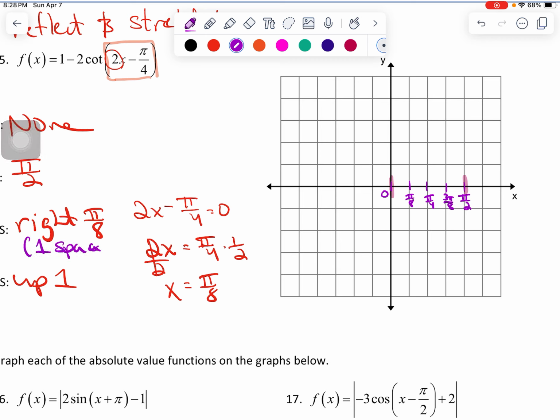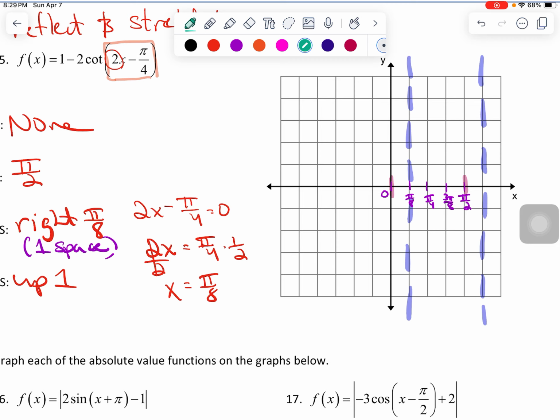If we look at the x-axis here, from the origin, pi over 8 is 1 unit over, so one space. So I'm going to take these two asymptotes and move them one space to the right. That's going to create an asymptote here and an asymptote here.